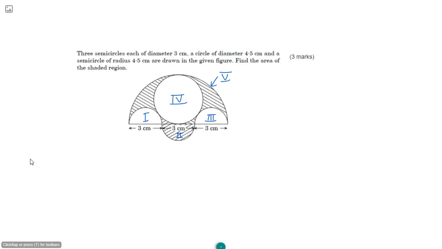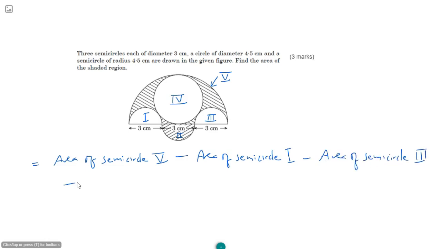So you can say that the area of the shaded region is going to be area of the semicircle number 5 minus area of semicircle 1 because that's not shaded, minus area of semicircle 3, minus area of the circle 4, plus area of semicircle 2 at the bottom. You know that area of a semicircle is half pi r square.